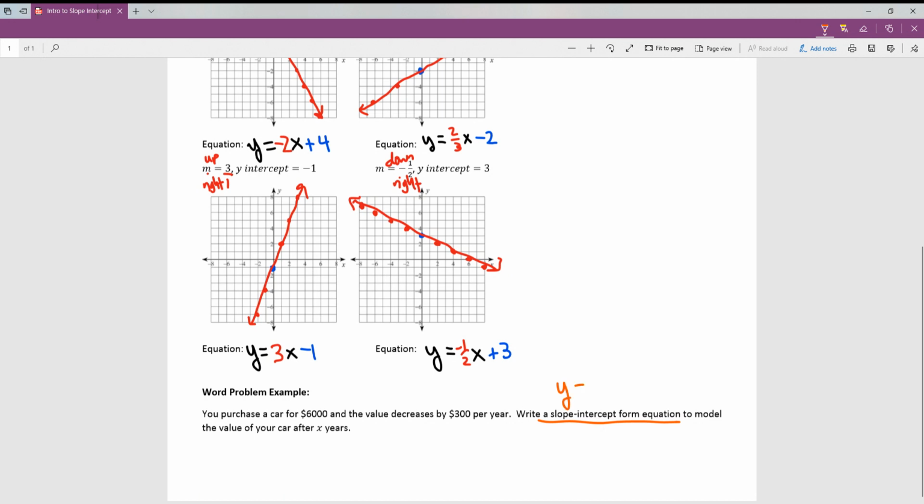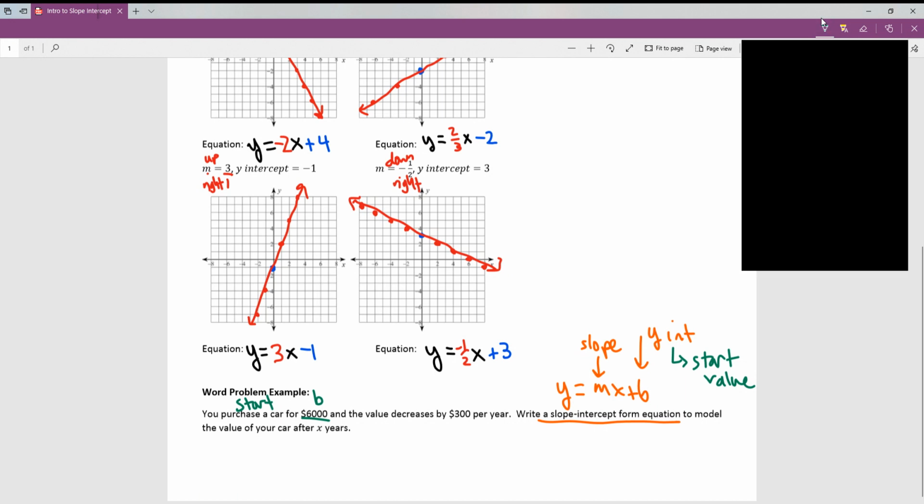So we know our answer is going to look like y equals mx plus b. Just like up top, we're going to put our slope in the m spot and our b, or y-intercept, in the b spot. They don't use the word slope or y-intercept though. Your y-intercept is your starting value. So what was the starting value of our car? We purchased the car for $6,000, so that is going to be our b. Our starting value of our car is $6,000, so b is $6,000.